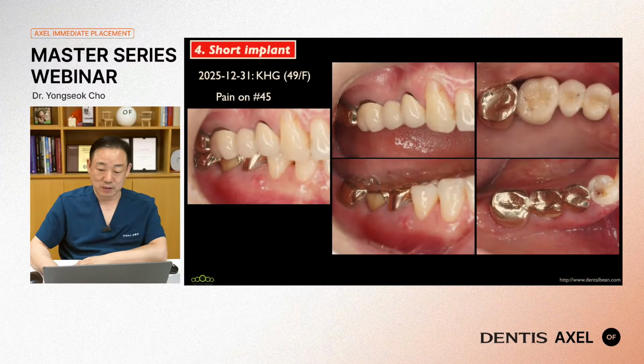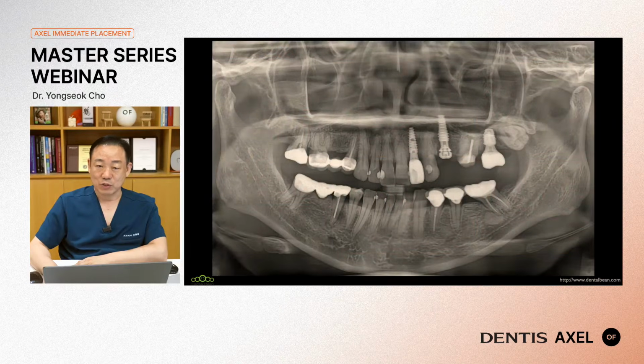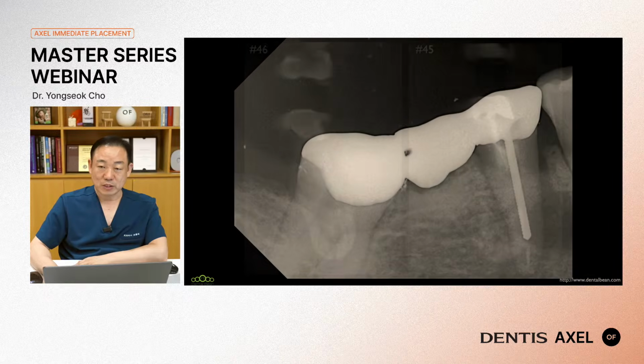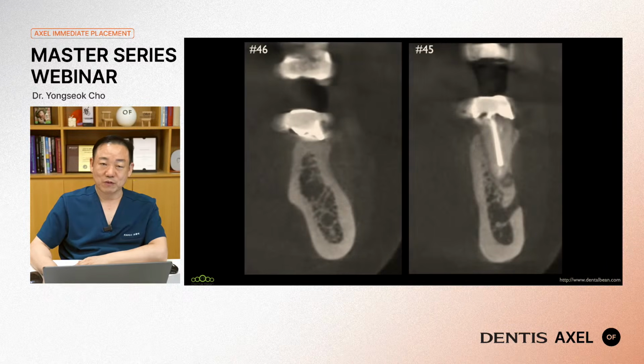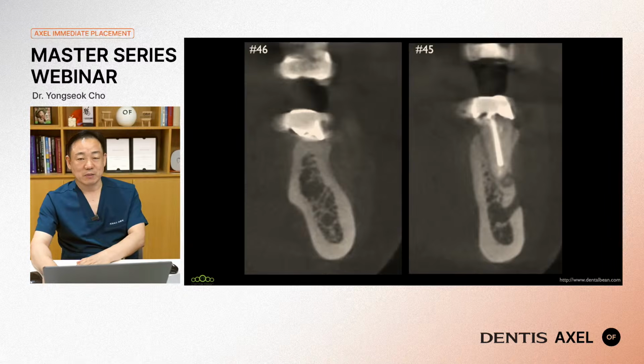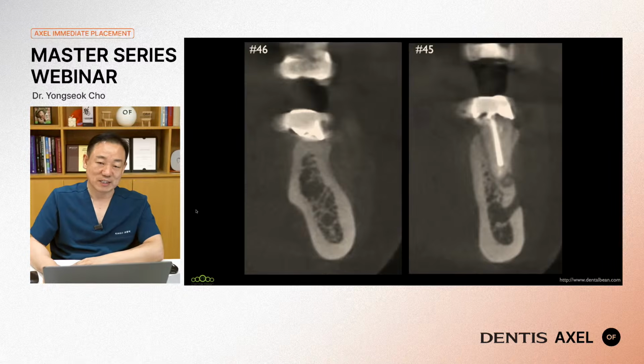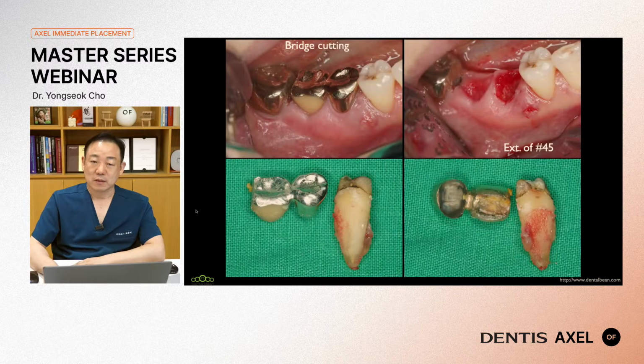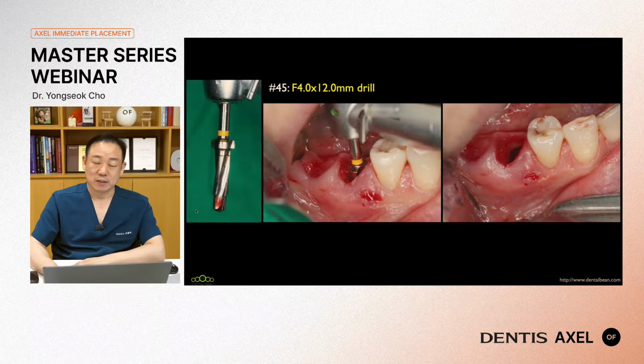Okay, this patient, Mr. Wright, has an old bridge, which should be removed. Number 45 is not in good condition, so I decided to extract the tooth. Number 45, then I will place implants at 45 and 46. Here, after bridge cutting, I extracted the premolar, and then immediate implant was done at that site.